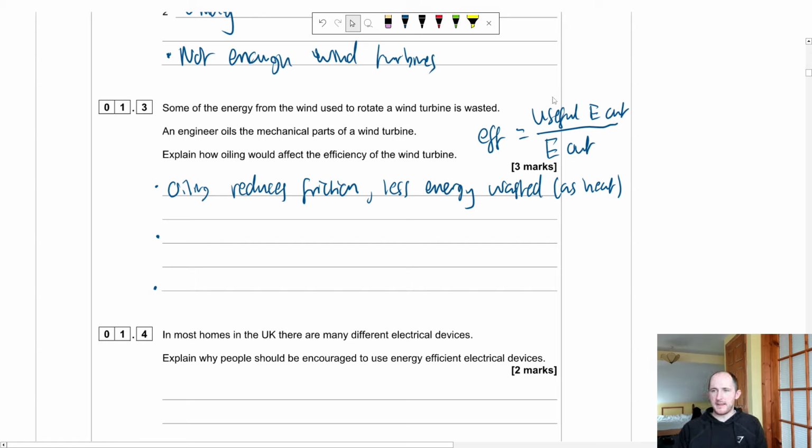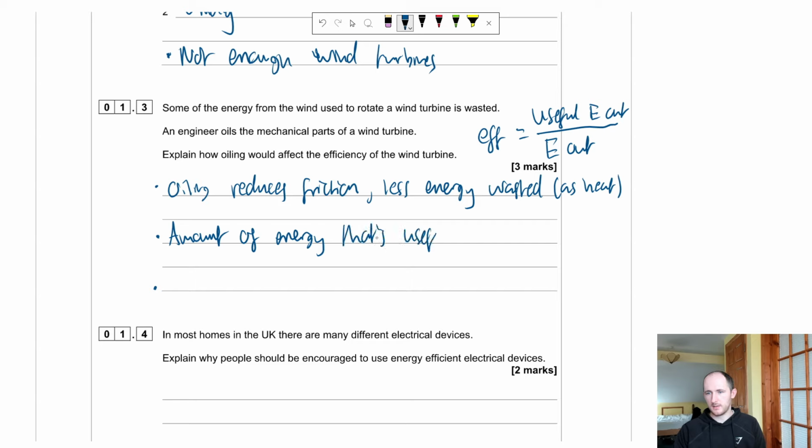So that means this fraction gets bigger. So the amount of energy that's useful is bigger.